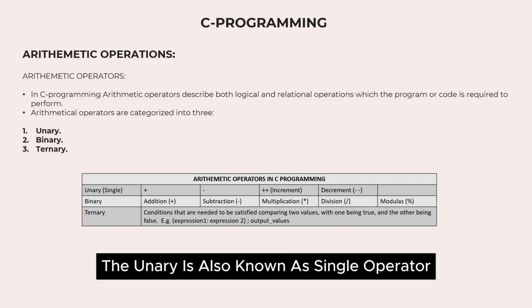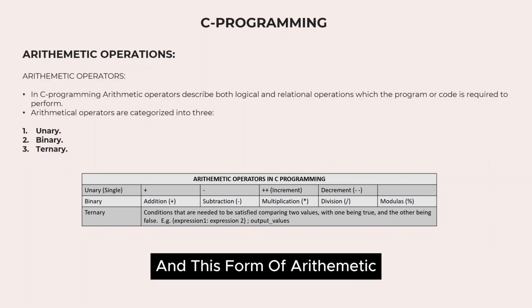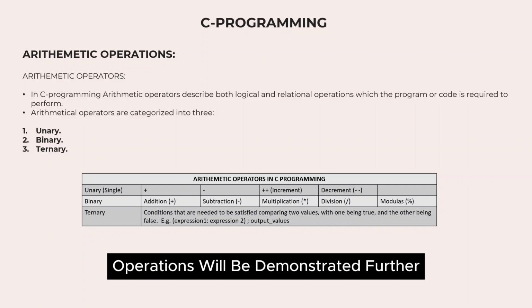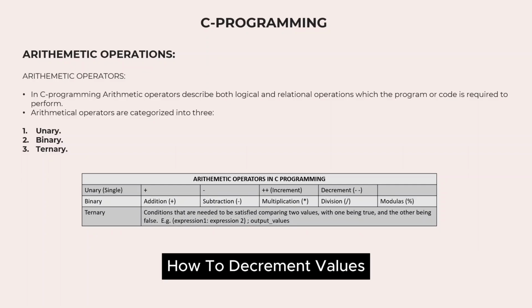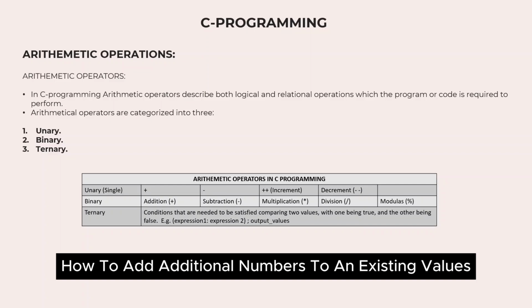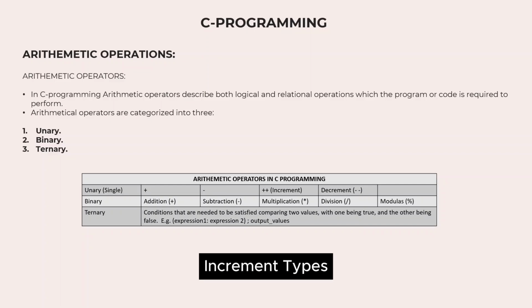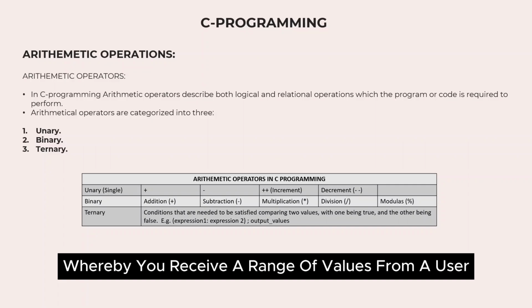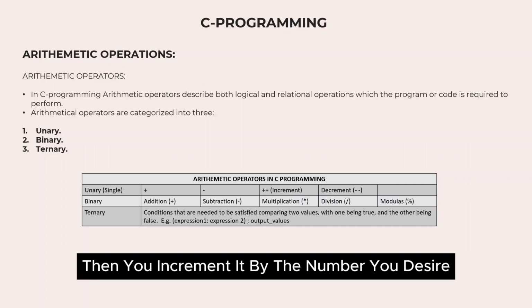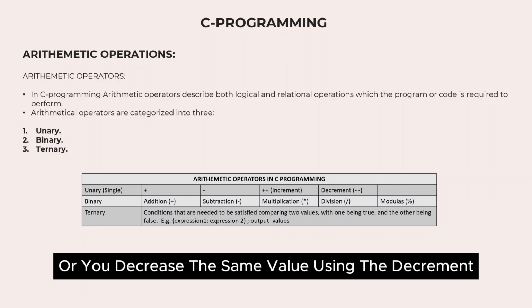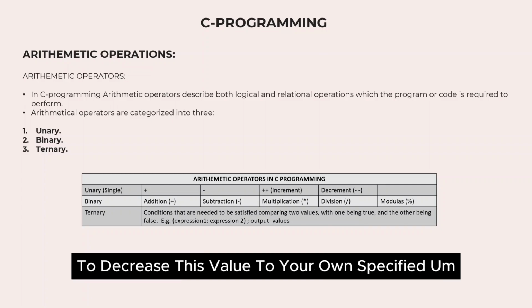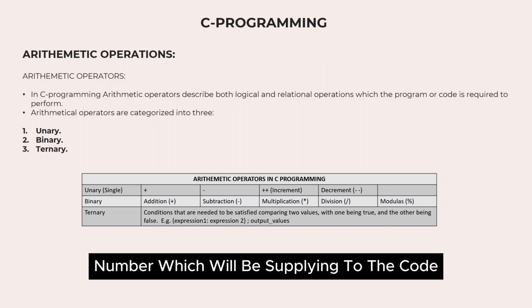The unary is also known as the single operator, and this form of arithmetic operation will be demonstrated further in various codes in the future when we'll be describing how to increment values, how to decrement values, how to add additional numbers to an existing value. For increment types, you receive a range of values from a user, then you increment it by the number you desire using the increment unary operator, or you decrease the same value using the decrement unary operator to decrease this value to your own specified number, which you will be supplying to the code.